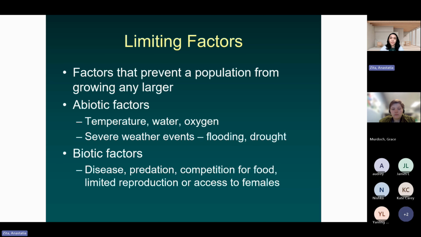Biotic factors are things that are living and interact with animals, such as disease, predation, competition for food, and limited reproduction or access to females. For example, if there is a disease that affects a lot of animals in a population, it can reduce the number of animals that are able to reproduce and grow the population. Similarly, if there are too many predators or competition for food, it can make it harder for animals to survive and reproduce. These factors can all contribute to limiting the size of animal populations, and understanding them is important for managing wildlife and conservation.